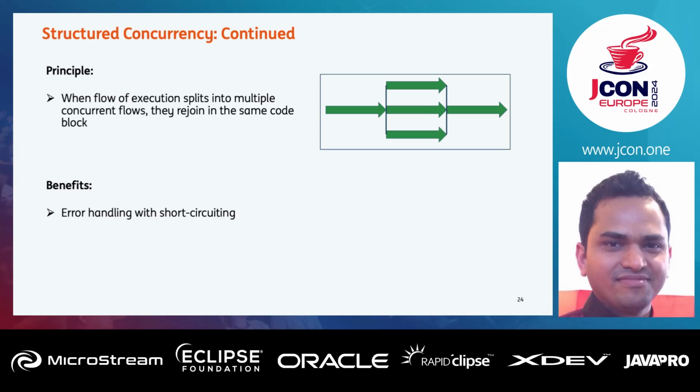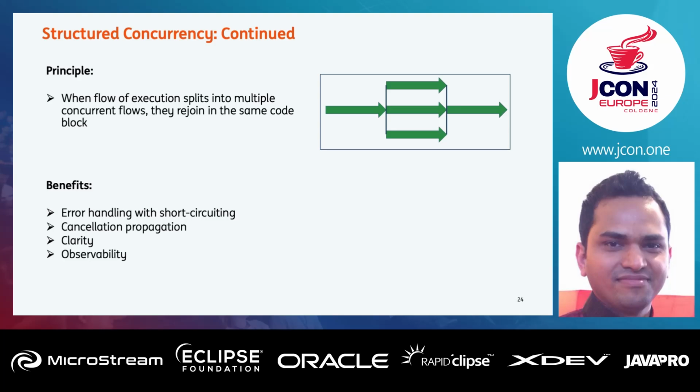Another advantage, cancellation propagation. So here, let's say your main task is cancelled. Now that cancellation is immediately propagated to the child tasks, and those are also cancelled. And that is what cancellation propagation is. Clarity. So if you see this structure, and if you implement this using Structured Concurrency API, this structure is reflected in your code. So that brings in a lot of clarity, and it makes your code easy to read, easy to understand.